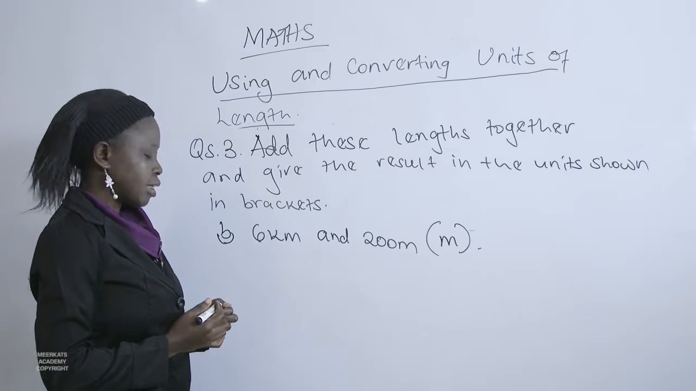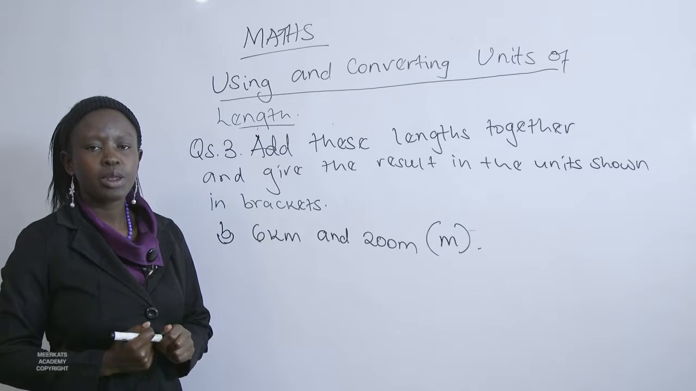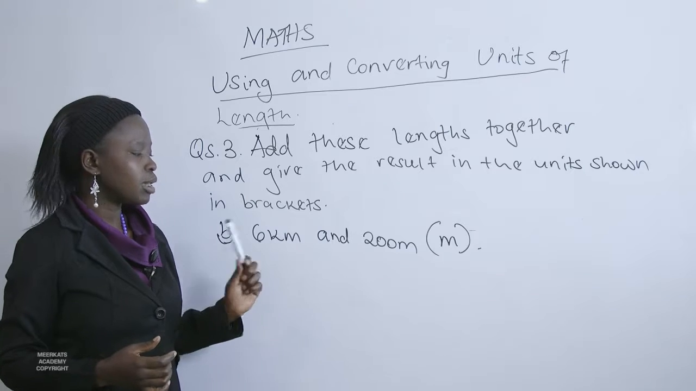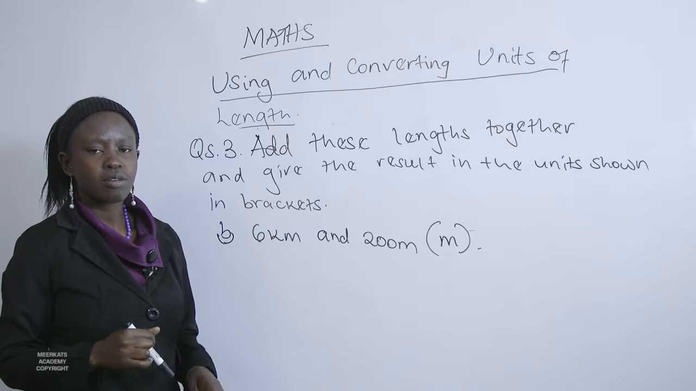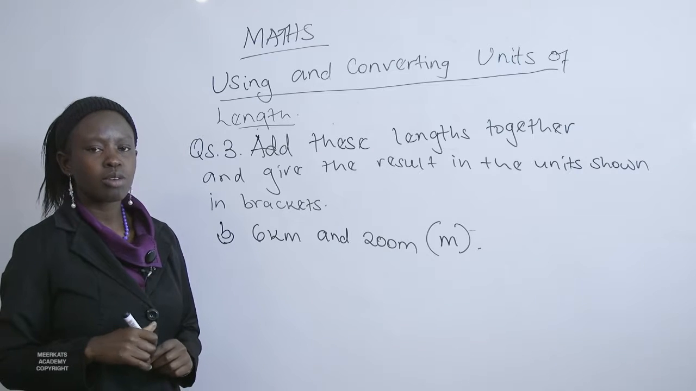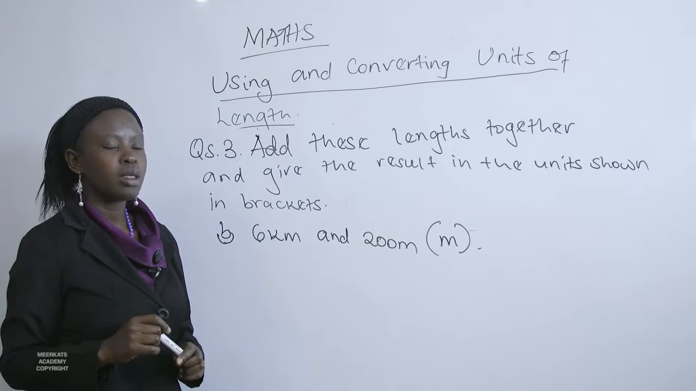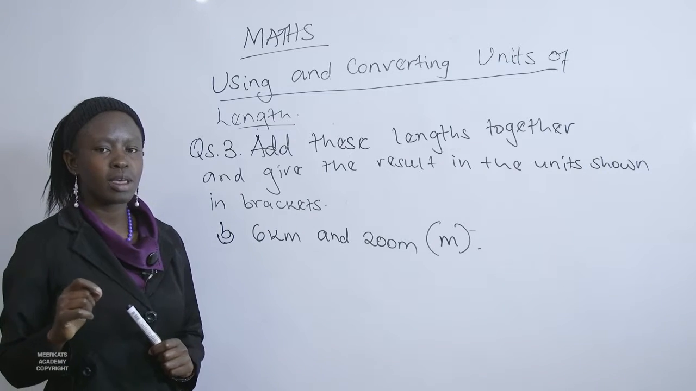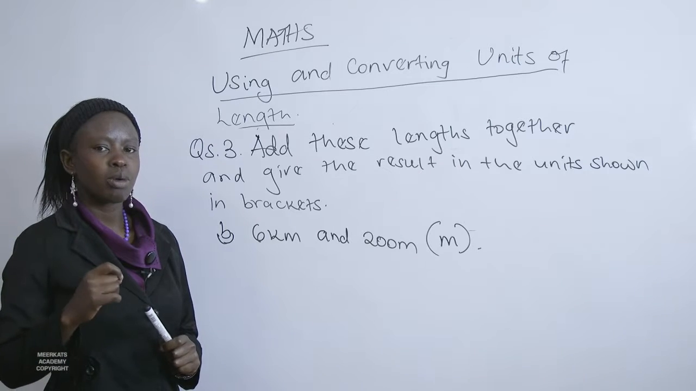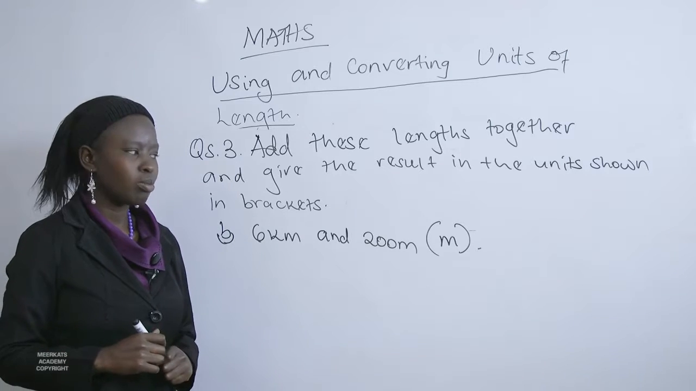So we have 6 kilometers and 200 meters. We are required to give our result in meters. So it means whatever is not in meters in the units that have been given, I need to convert it first to meters. That means we have to convert 6 kilometers to meters. One thing we need to keep in mind is that a kilometer is a larger unit than a meter. So we are converting from a larger unit to a smaller unit.